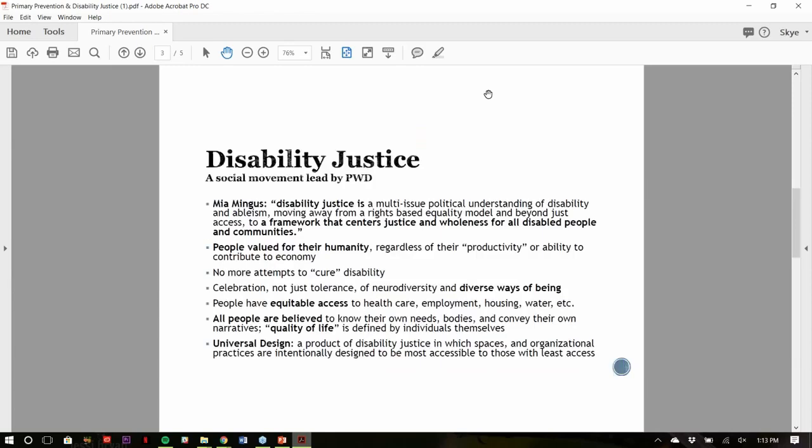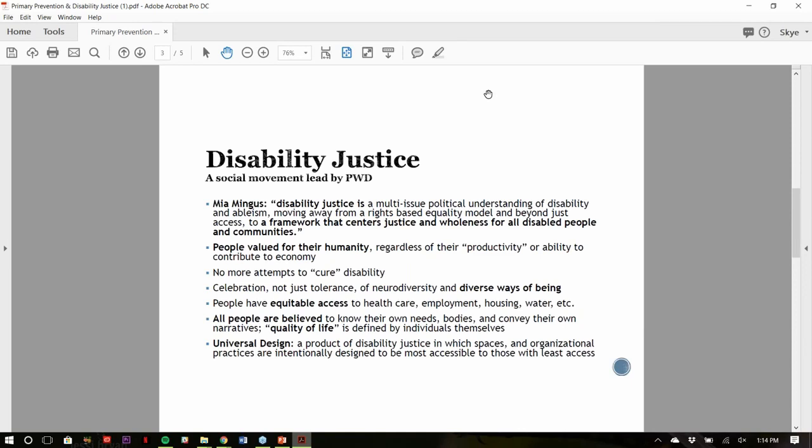And then since a lot of these webinars are focused on the idea of disability justice, I wanted to make sure that we had an understanding of what that phrase means. So the definition that I'm using is actually a quote from Mia Mingus, who's an incredible disability advocate who does a lot of different amazing movement building if you're not familiar with her. But anyway, her definition of disability justice is: disability justice is a multi-issue political understanding of disability and ableism, moving away from a rights-based equality model and beyond just access to a framework that centers justice and wholeness for all disabled people and communities.